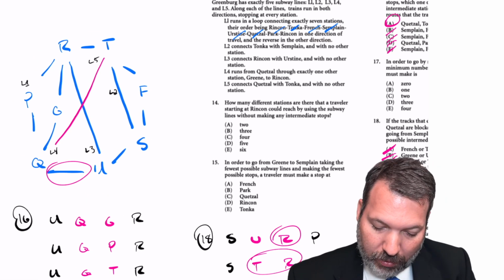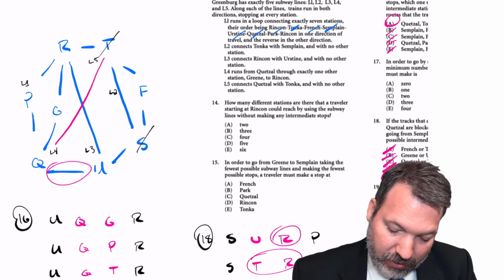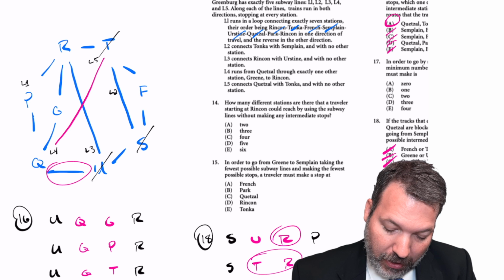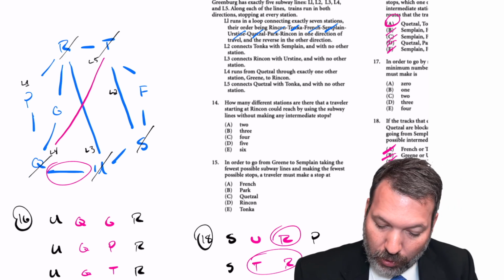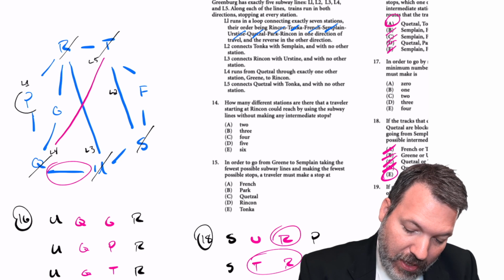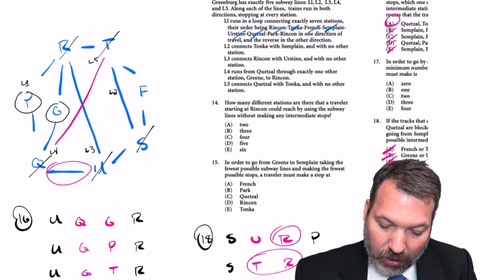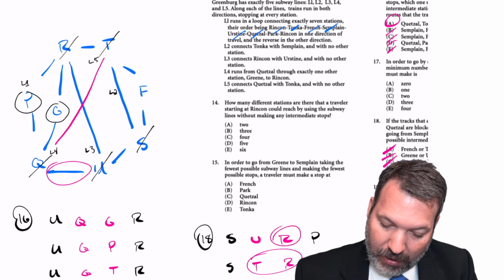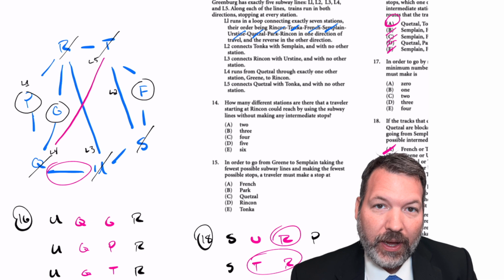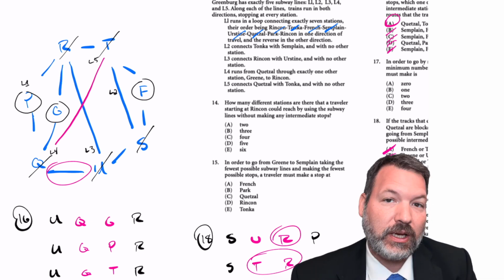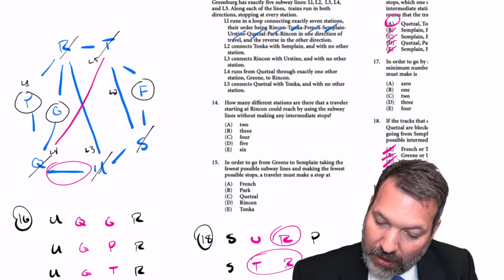Well, let's see who we can mark off. T already has 2 lines, S already has 2 lines, U already has 2 lines, Q already has 2 lines, oh, and R already has multiple lines. But P is only on line 1, G is only on line 4, and F is only on line 1. So if we were to do a new line to get these stations connected to more than one line, well, it would have to be those stations, F, P, and G.